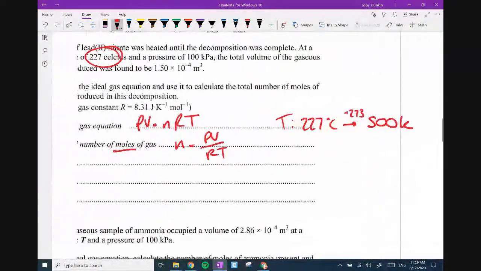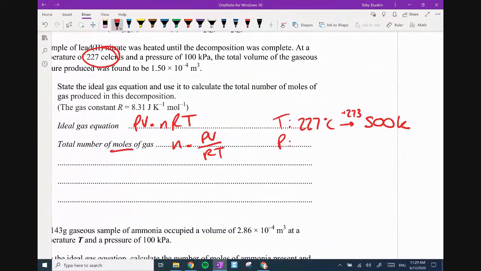There's the temperature. Next one, the pressure also needs converting. 100,000, 2 marks for the conversion, although Edexcel will probably just give you one singular one. And then the volume, of course, they've given you in meters cubed, 1.5 times 10 to the minus 4 meters cubed. So they're not 3 conversions, but 2. Yeah, we know what R is. It's given to us. Let's run them in.